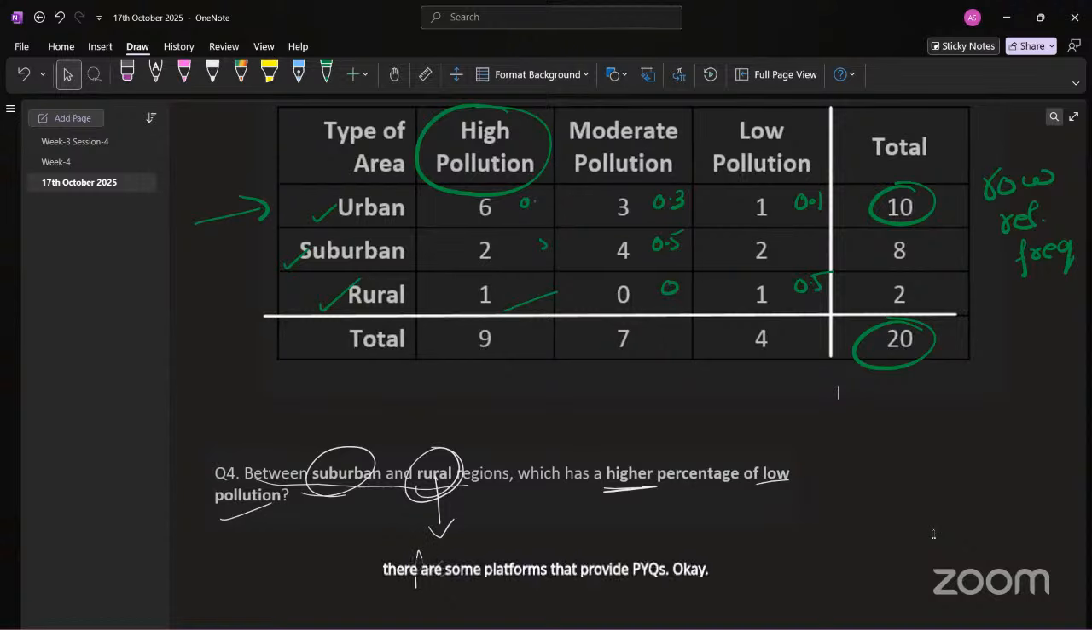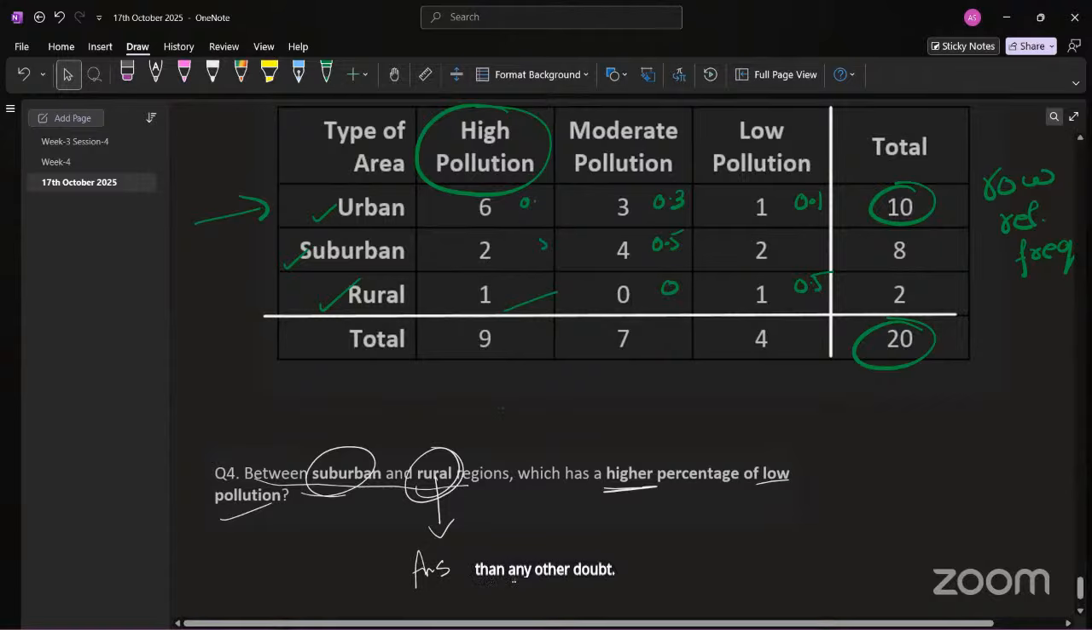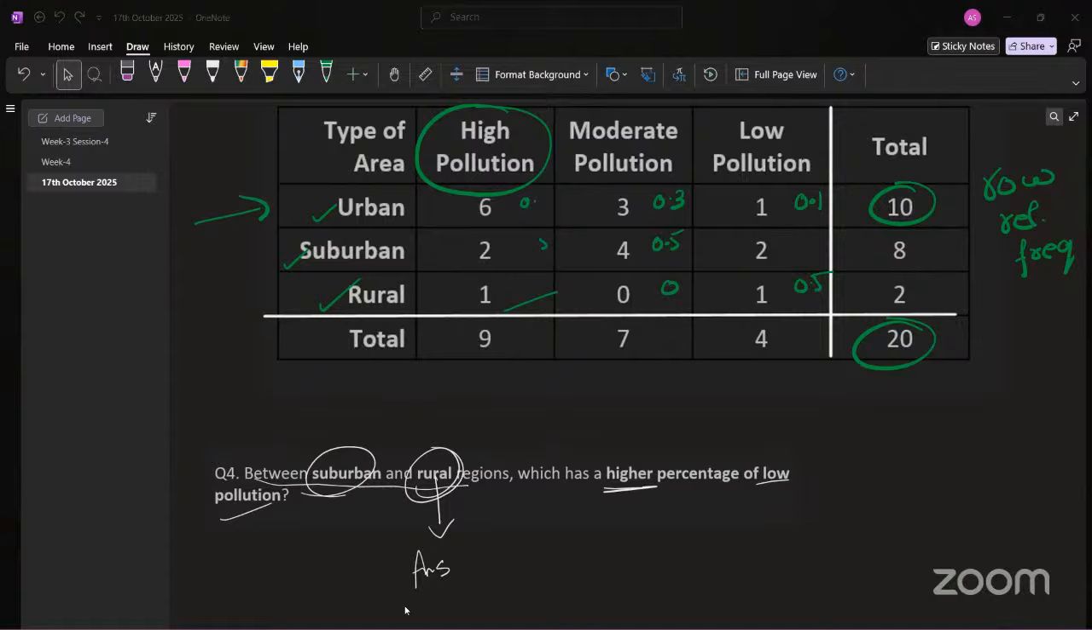Then any other doubt? No. Someone has answered, quiz practice dot space something. Okay.